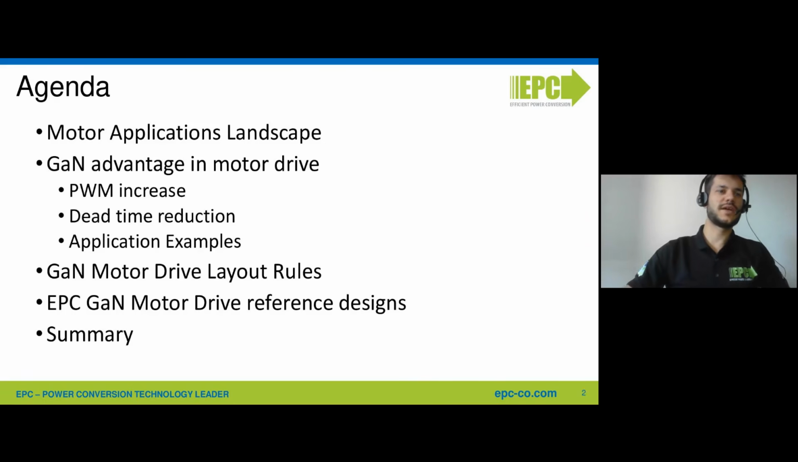So we'll see a little of a landscape of all the motor drive applications using GaN. We will see what the technical advantages of using GaN in motor drives are, a couple of very simple rules to design effectively a GaN inverter, and lastly, a couple of minor pieces of information about the reference design boards that we design and that you can buy off the shelf to speed up, let's say, your getting to know GaN in your applications.